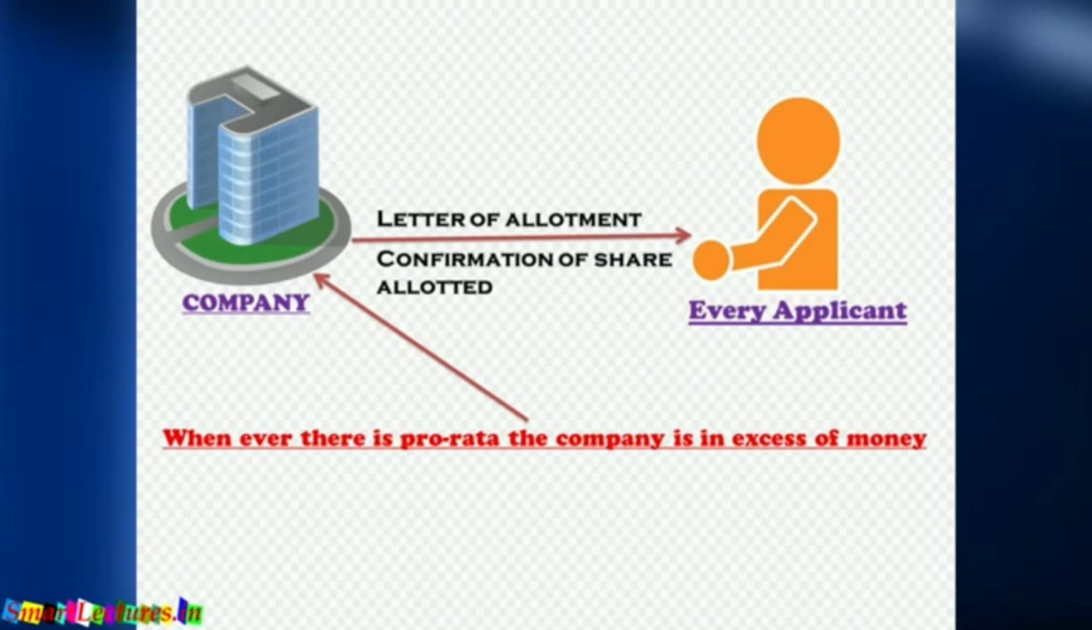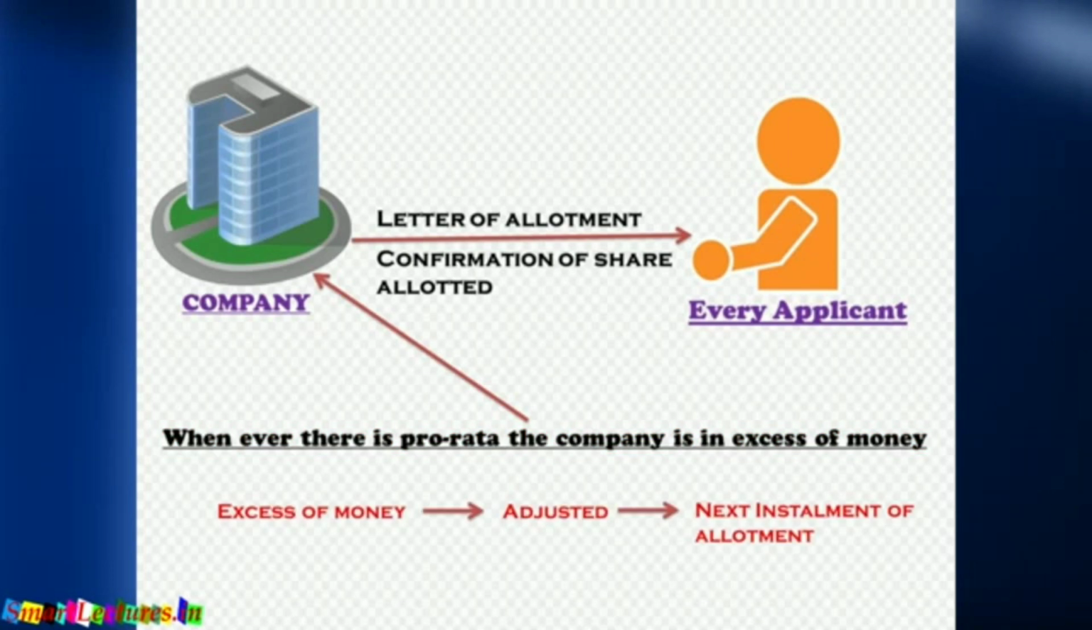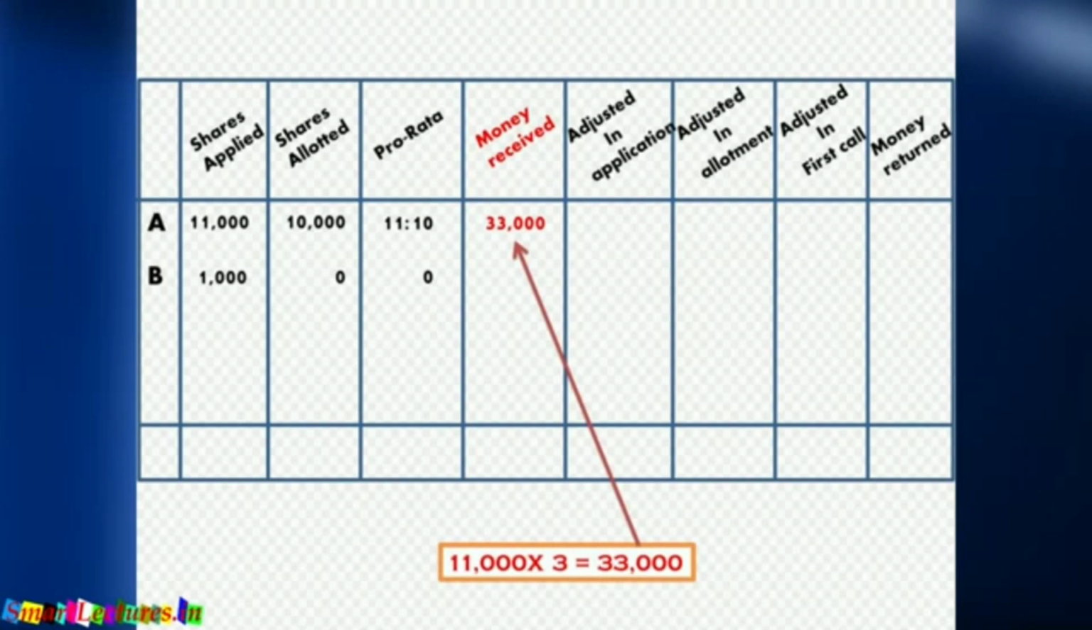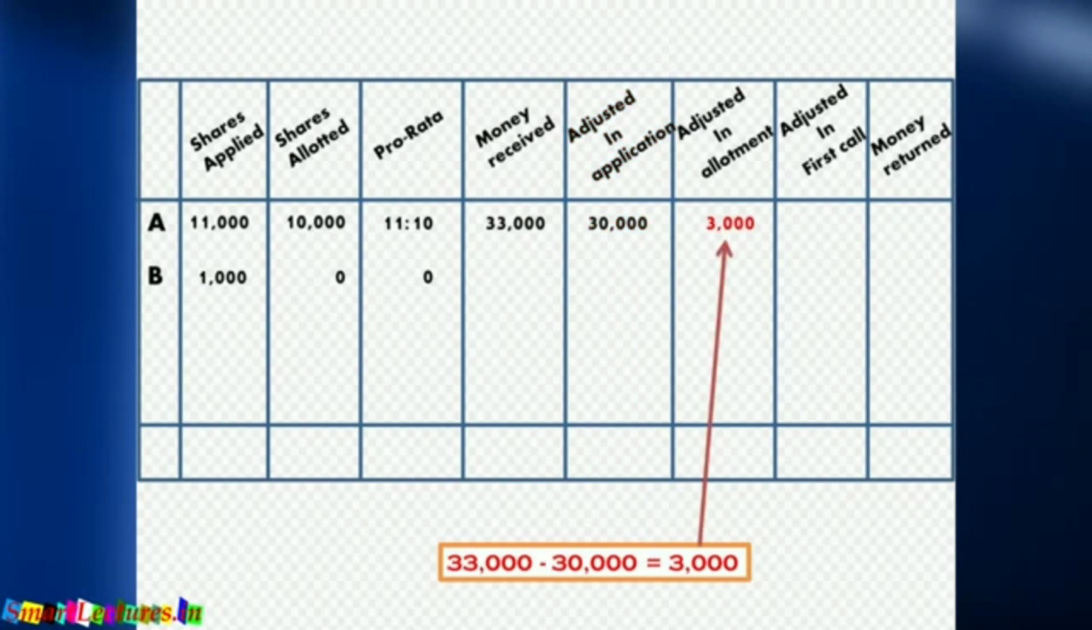So shares applied: there are two lots A and B, 11,000 and 1,000. Shares allotted 10,000 and 0. Pro rata 11 is to 10, and for the second nothing. So let's complete the first line. Money received 33,000 rupees, that is 11,000 into 3, and money adjusted in application, 10,000 into 3, 30,000 rupees, and money adjusted in allotment rupees 3,000. Money adjusted for first call, nothing. Money returned, nothing.